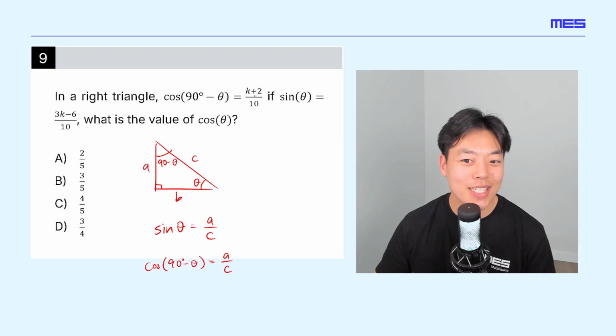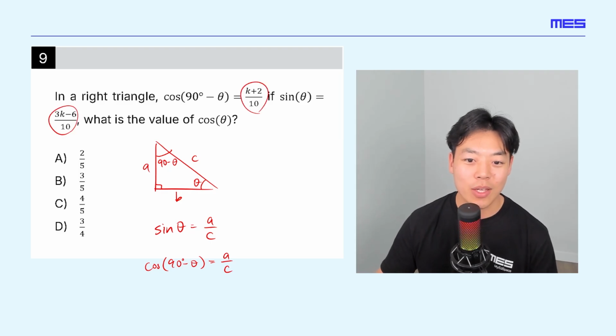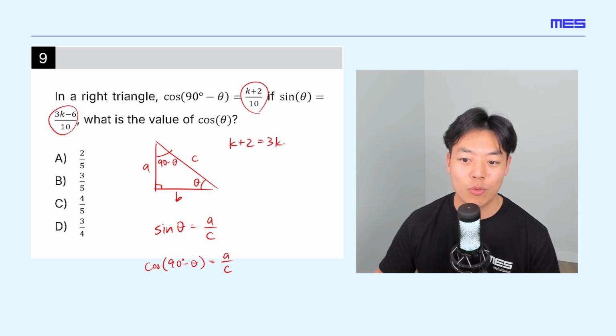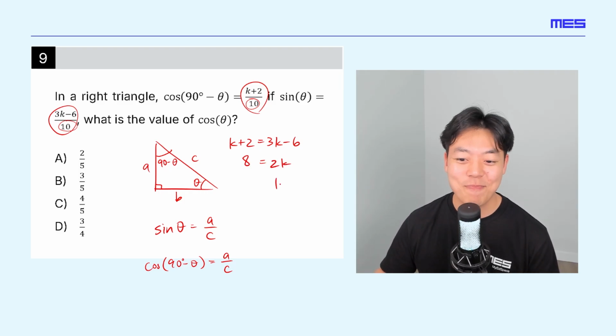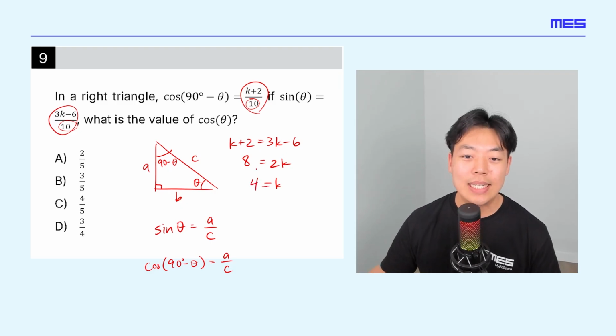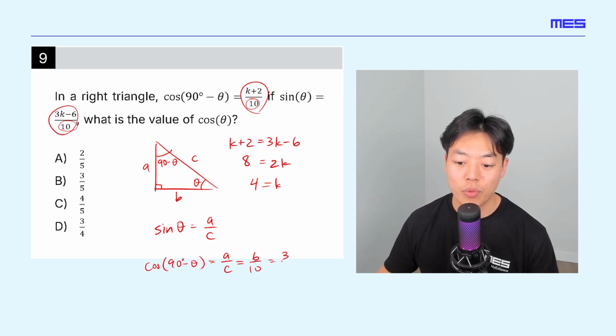So what they just told us in the problem is that these 2 things are equal. Find the value for cosine of theta. If we set these 2 equal to one another, we're just going to be left with k plus 2 is equal to 3k minus 6, because they have the same denominator. So we'll have 2k is equal to 8 and k is equal to 4. Now we can plug k equals 4 back into our equation. And cosine of 90 minus theta was k plus 2 over 10. That gives us 6 over 10, which is 3 over 5.